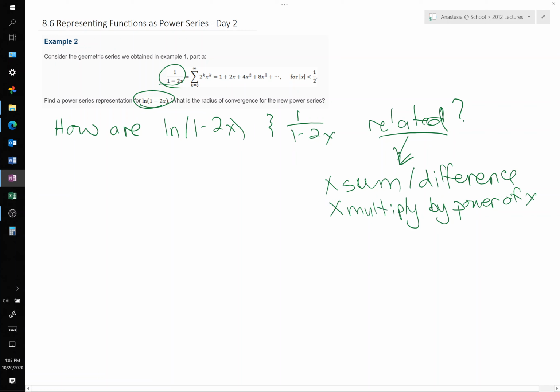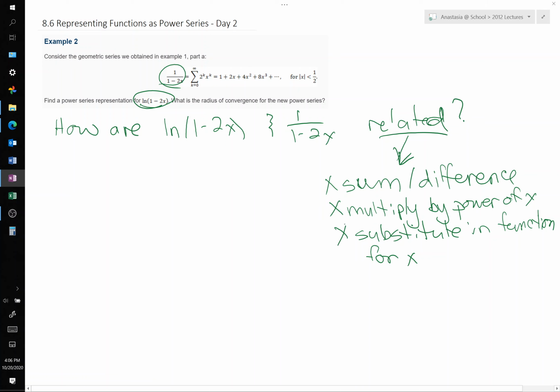We also have the composition or substitution. So this would be substitute in a function for x. So we would take the x here and substitute some other function for x in there. So 1 over 1 minus 2 times something, which is not what we have with the natural log. So it's not that option either.